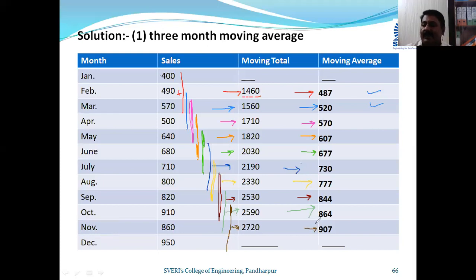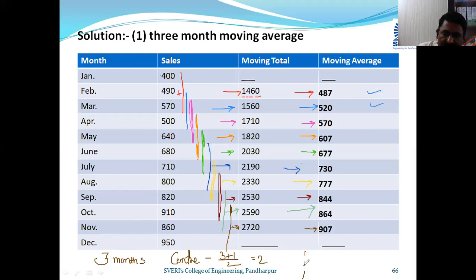So what I have done every time, you can understand that for all the 3 months the moving average is given. Everywhere I have considered these 3 months. I have gone for addition, and the center will be, for every case, (n plus 1) by 2, that is 3 plus 1 by 2, which is equal to 2. Therefore, every 3 months I have taken the middle one as the center. So in this way we have proceeded, and now we have calculated this moving average for all the months.